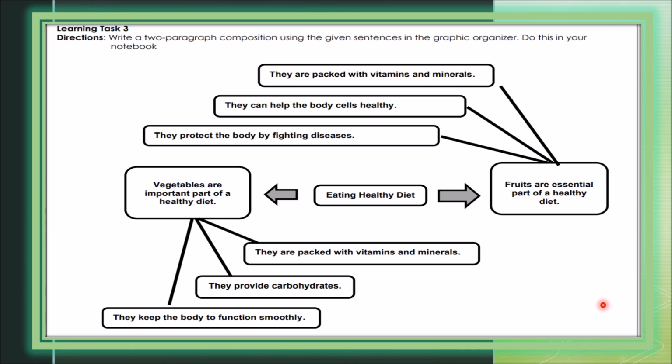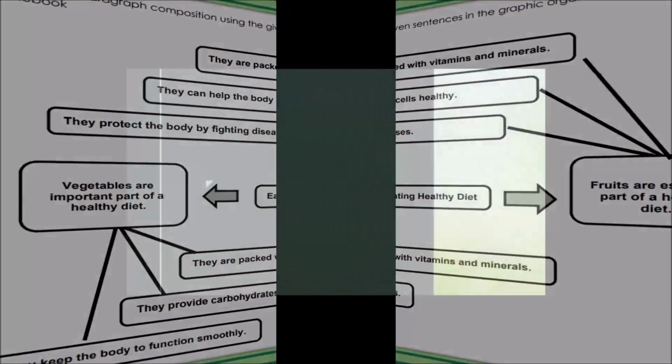Now, okay, are you ready now? Are you ready, kids? Okay, let's start. So we're going to make a paragraph out of this. Do you understand? Okay, so let's start now.